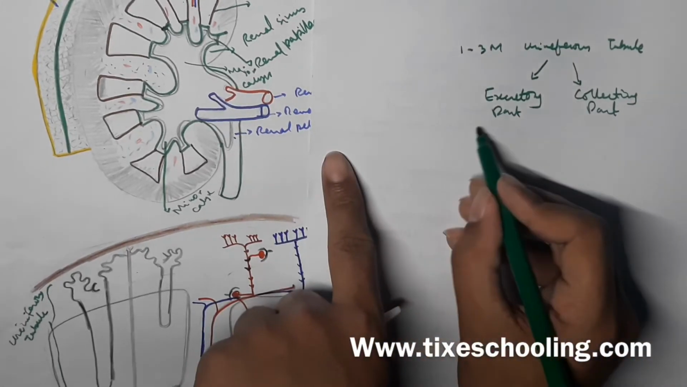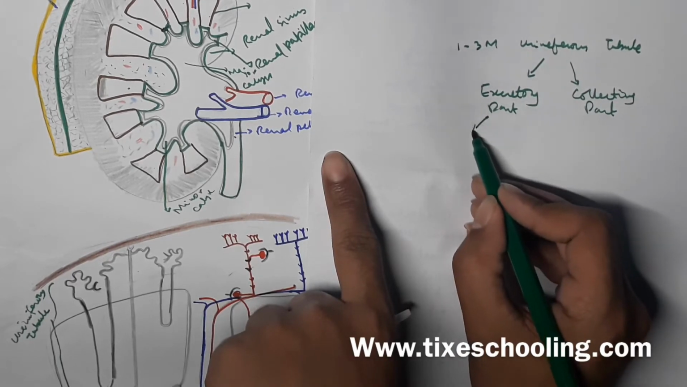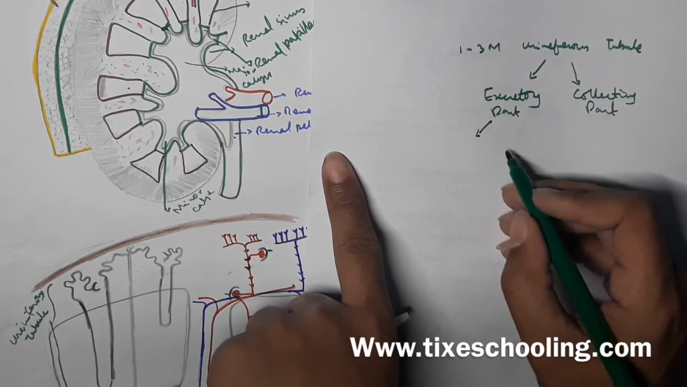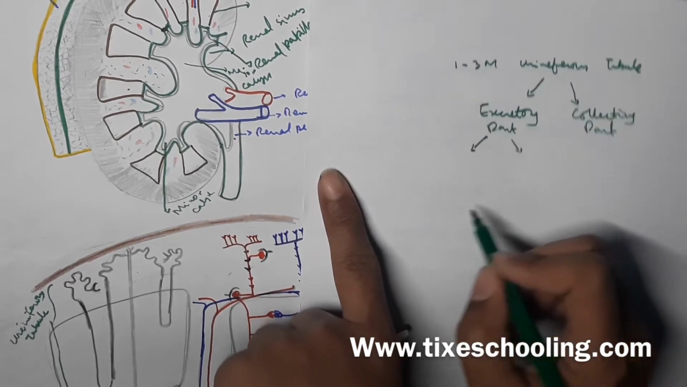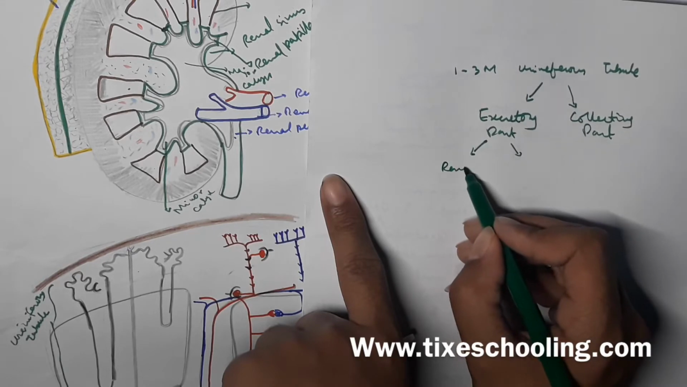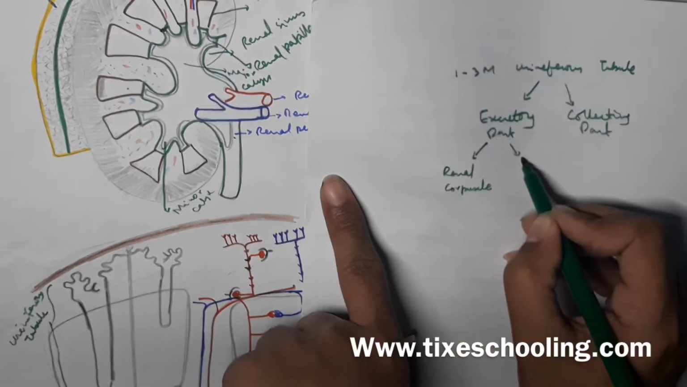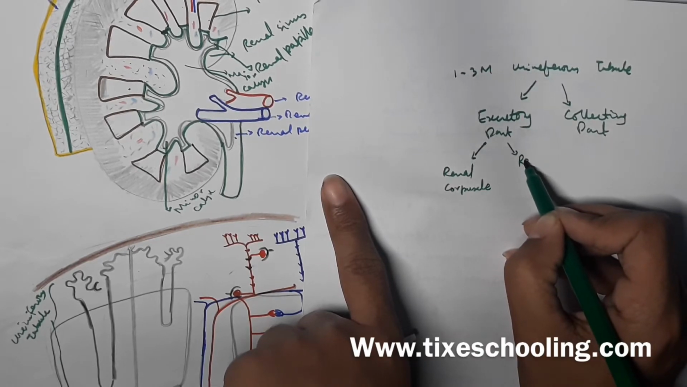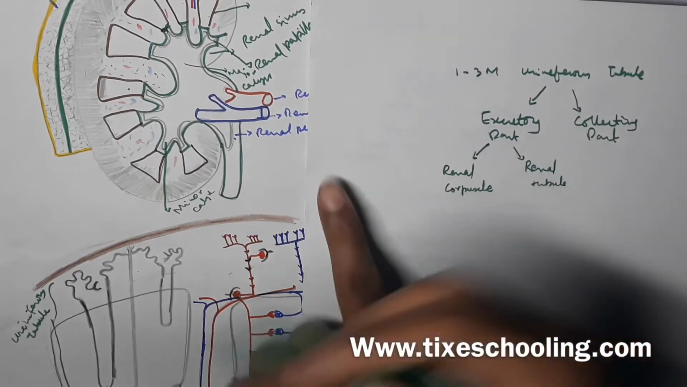So the excretory part is further divided into two components. One is renal corpuscles and the other is renal tubule. Look at this figure.